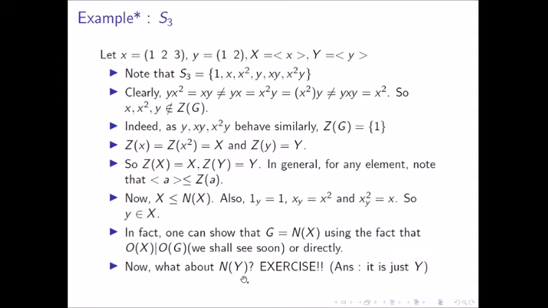Now what about ny? This is an exercise for you. But just to simplify the exercise, I will state the answer. It's y. Just y. No other element lies in the normalizer.